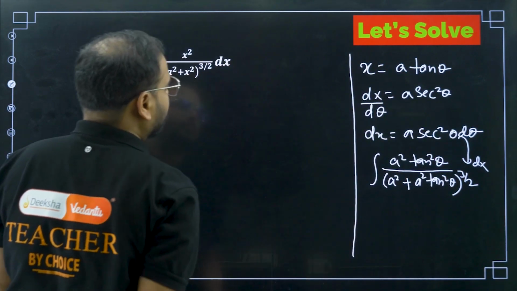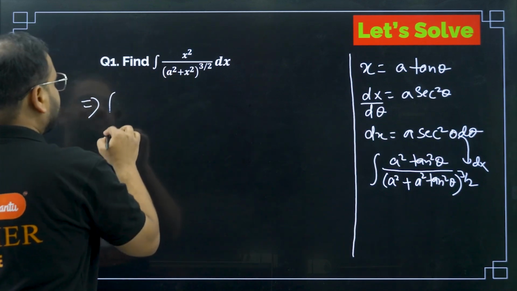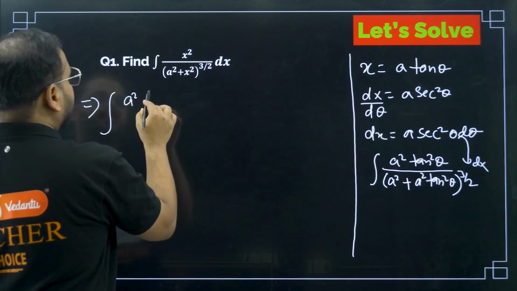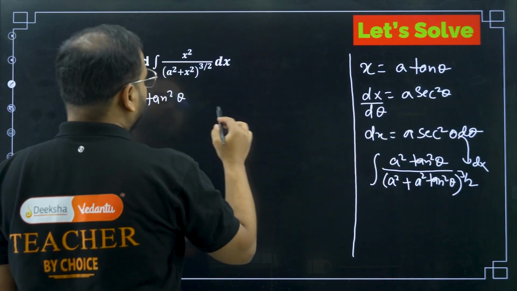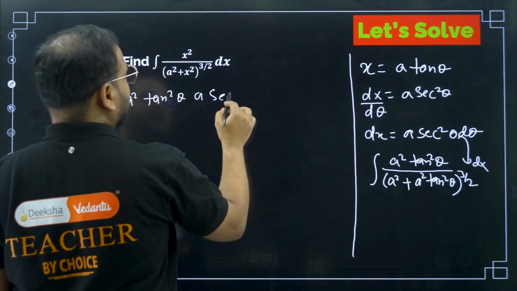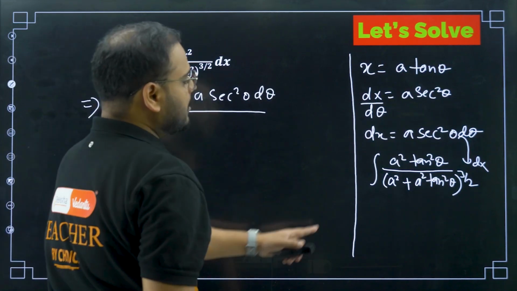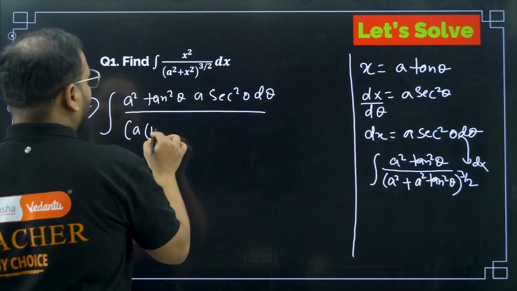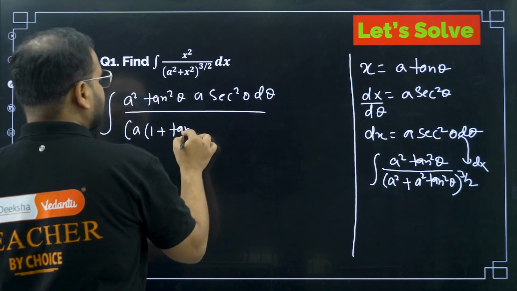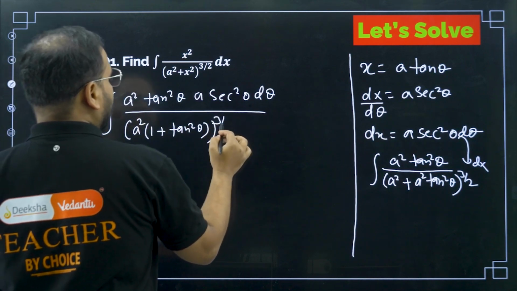I can take a square common denominator. So I can write this step as integration of a square tan square theta, and write this dx value as a sec square theta d theta. Over here, I can take a square common. This will become a square times (1 plus tan square theta) to the power 3/2.